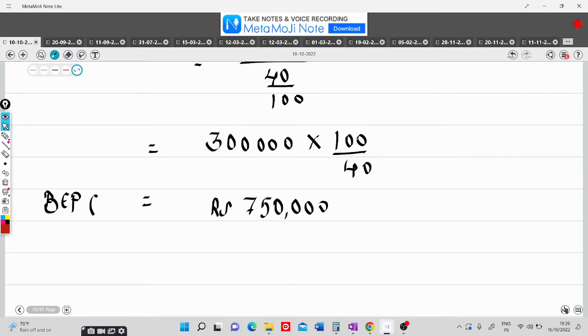If your sales are rupees 7,50,000, you will be in a no profit, no loss situation. Break-even point is that level of output or that volume of sales where there is no profit, no loss situation.